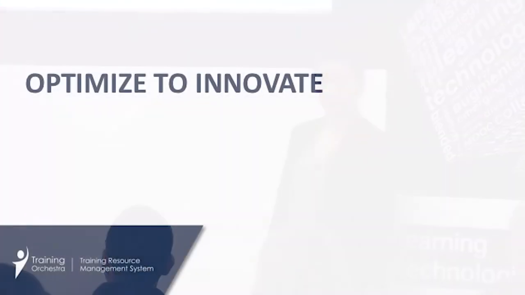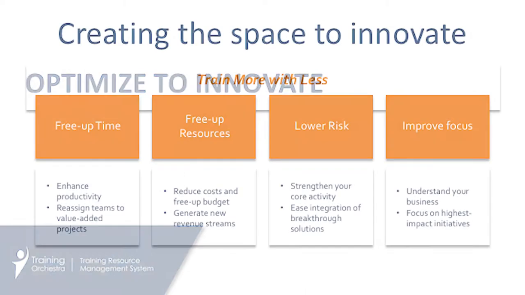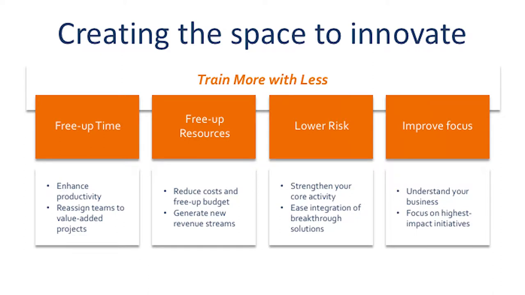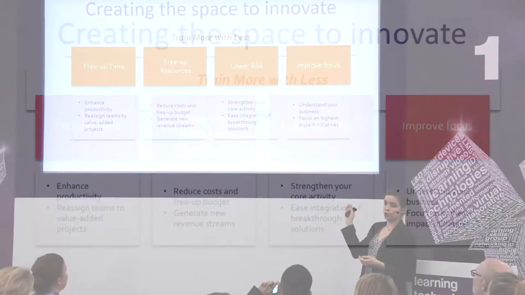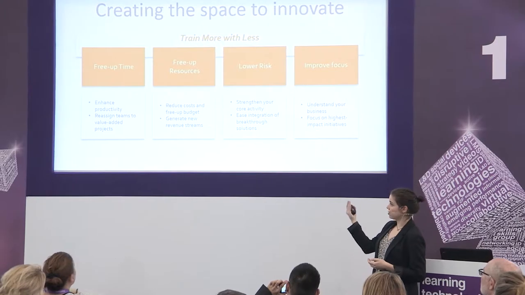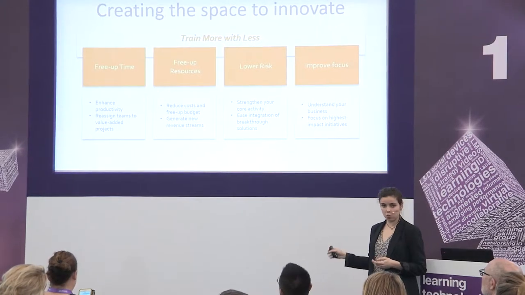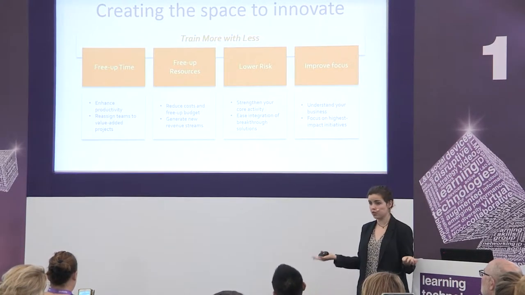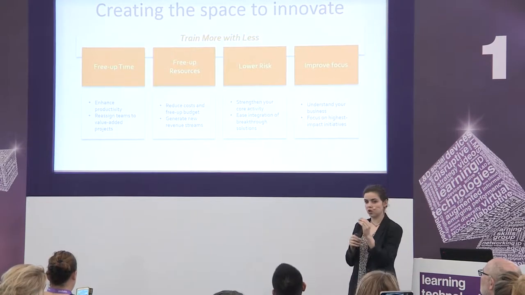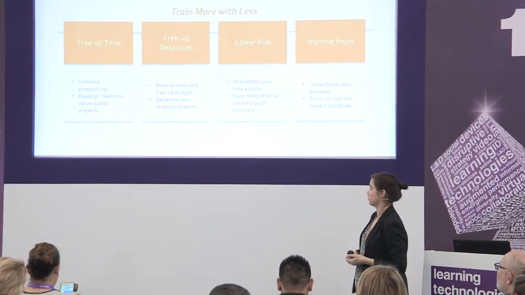Okay, so to that end, we're going to think together about how to create space to innovate. And the idea, there are four main ways, the way I see it, to create space to innovate. The first two are really about resources and time. And the idea is there are many things you could be doing, but you don't have the time or the resources. Optimization can help you enhance productivity and redirect teams to more value-added projects, whether it's a specific innovation task force within your company, or whether it's on a specific project that you want to pilot.